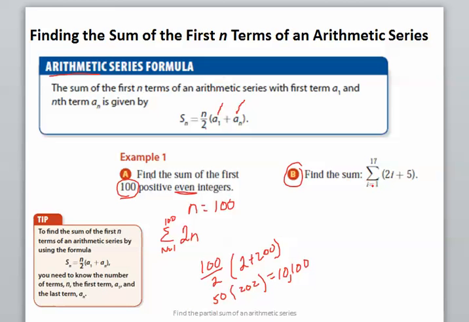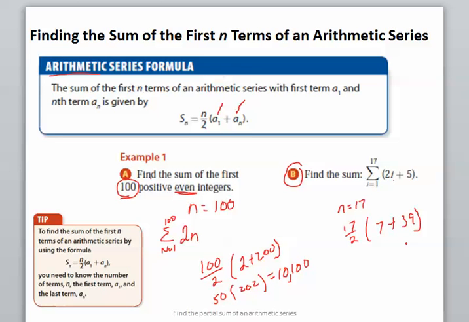It says find the sum from i equaling 1 to 17. n equals 17. So that's going to be 17 over 2 times, okay, stick a 1 in here. So 2 times 1 is a 2, plus 5. That's 7. Plus, stick a 17 in here. That's 34 plus 5. That's 39. Wow. That wasn't difficult at all to stick those numbers in there to find those values, was it?